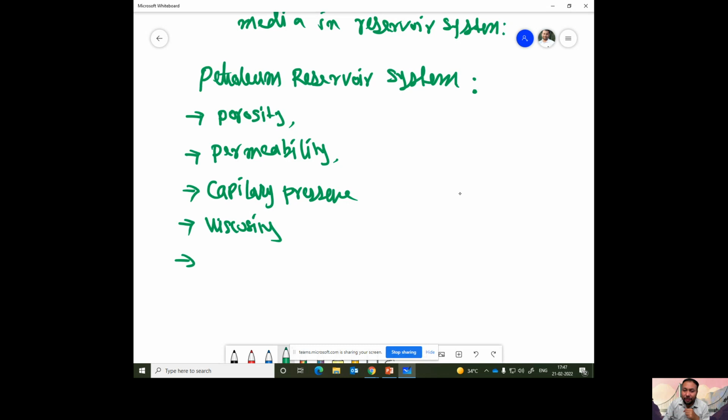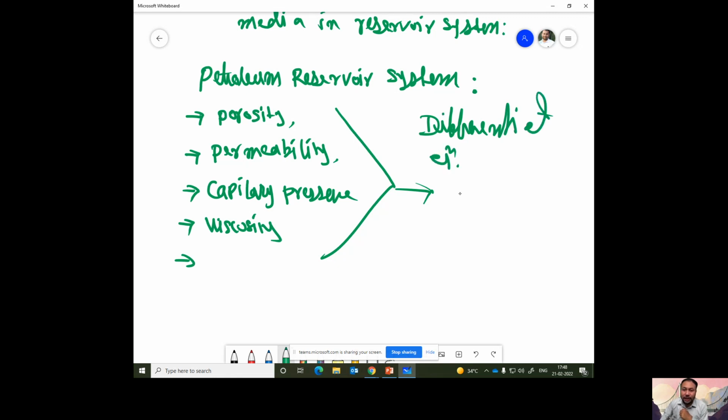Now, I have to develop, by using all these things, one differential equation. The parameters are porosity, permeability, capillary pressure, viscosity. There are a number of parameters. Those parameters control the petroleum reservoir system. It means we have observed that there are a number of parameters, so we can get partial differential equations.